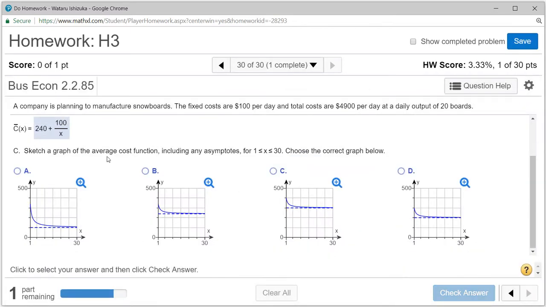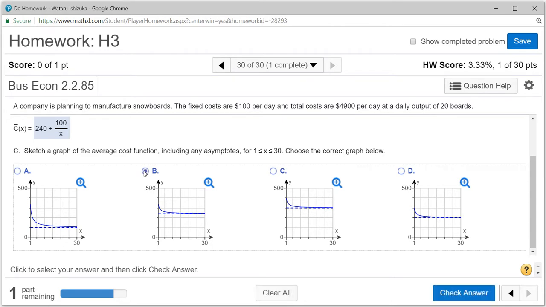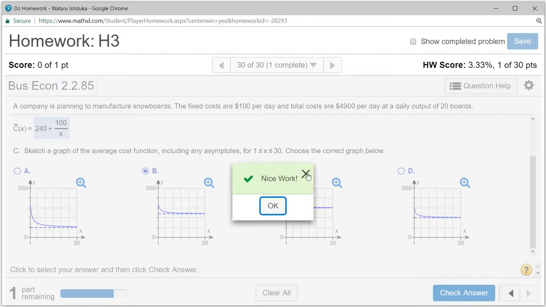All right, sketch the graph of the average function, including any asymptotes, for x between 1 and 30. The asymptote is found by letting x go to infinity, or negative infinity, either way. So the 100 over x term is going to be 0, so the asymptote is at 240. This one, with 100, is not right. This is about 240 there. This is not right, and this is at 200. So the only reasonable one is B, because the horizontal asymptote is at 240. Let's check the answer. All right, we got that.